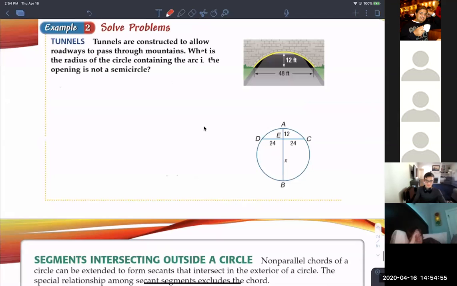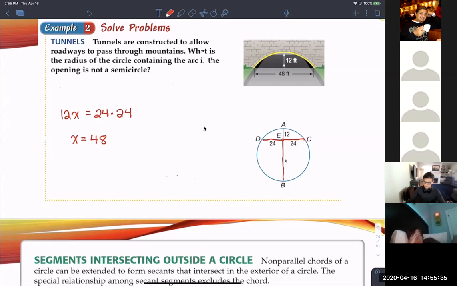Now let's look at this diagram. Again, we're asked to solve for x, which is this long piece right here. The relationship is the long piece times the piece adjacent to it, multiplied together, is equal to this piece, which is 24, times the piece adjacent to it. When you solve for x, you get 48. You plug that into your calculator, 24 times 24, then divide that by 12, and you should get 48.